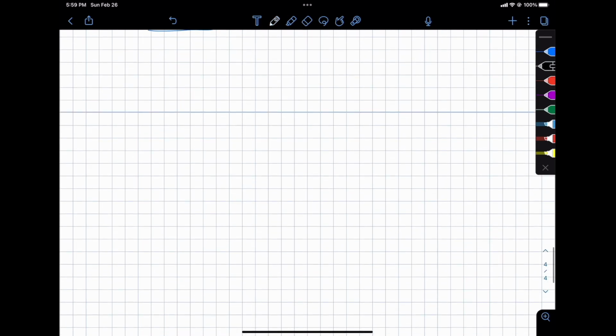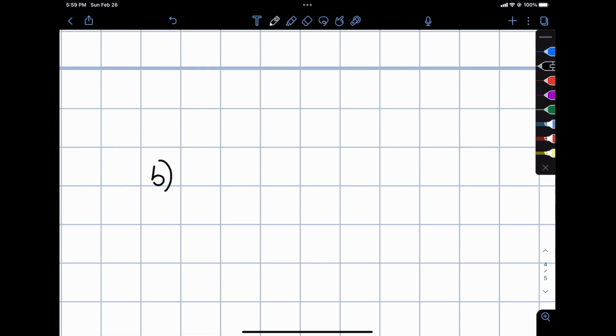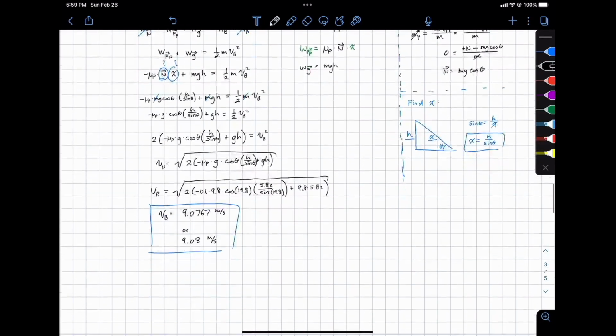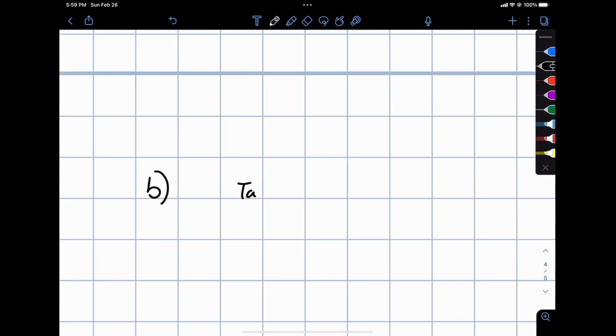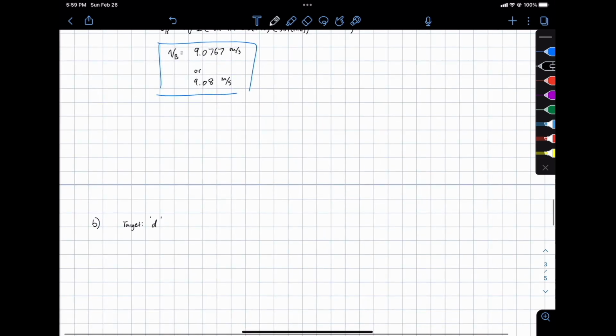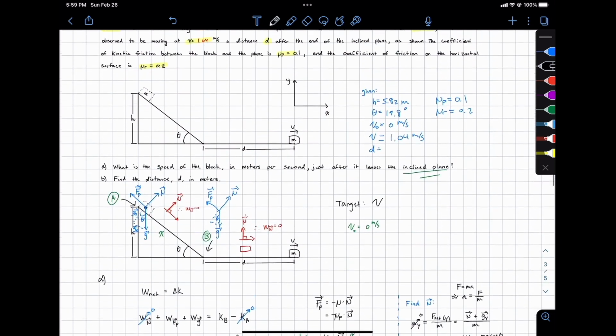For part B, we are trying to find the distance. Target is D, right? Well, how can we find D? How can we find D? Well, in this case, we can find D by using the same method, which is energy conservation, because it connects two speeds at two locations.